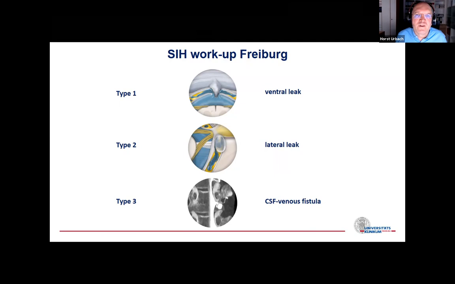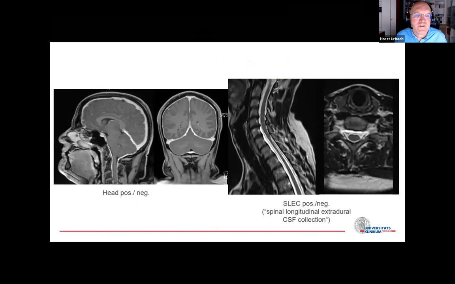Next slide. Again, left side, a patient with sagittal and coronal T1 weighted scans following contrast administration showing a brain positive scan suggestive of SIH. On the right side, you see a sagittal and axial reformation of a T2 weighted scan where you can see, and Christian, please show this again, the extradural fluid that is between the spine and the dura. So we call that, again, spinal longitudinal extradural collection, and SLEC. So this is a SLEC positive patient with positive brain findings.